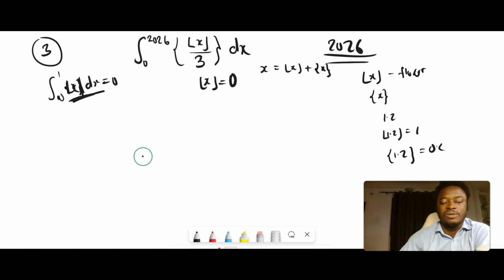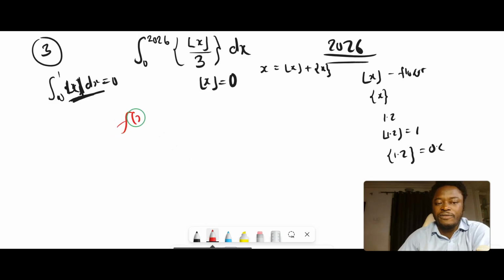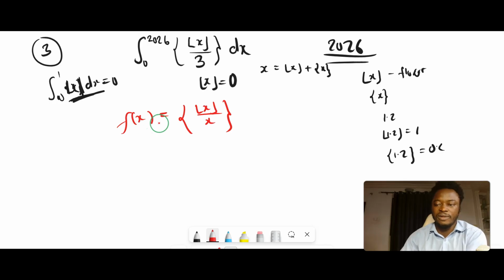So what we're going to do is study this function. Let f of x be equal to the fractional part of the floor of x, all divided by 3. Now we are going to see if it is even periodic. Let's say in case 1, we assume 0 is less than or equal to x, which is less than 1.